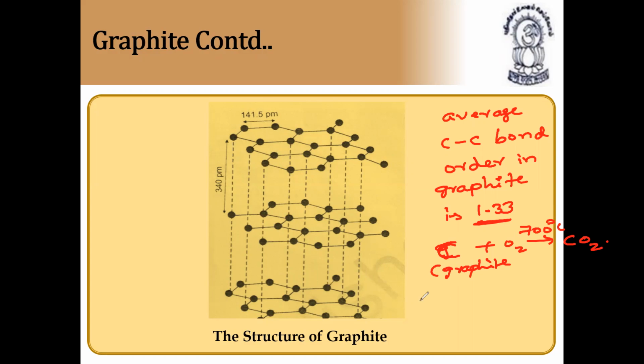So graphite and diamond are interchangeable. Graphite at 1600 degrees C and very high pressure, that is 50,000 to 60,000 atmospheres, normally not possible, can be changed into diamond. So graphite can be changed into diamond at very, very high temperature, 1600 degrees C, and very high pressure, 50,000 to 60,000 atmospheres.